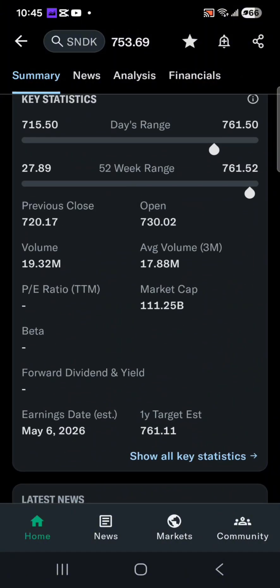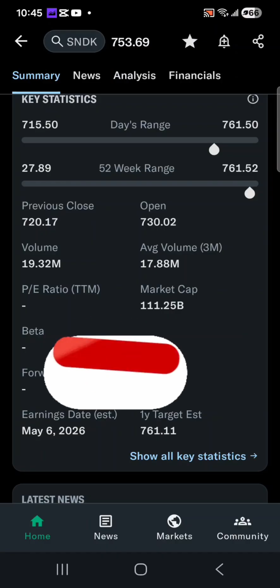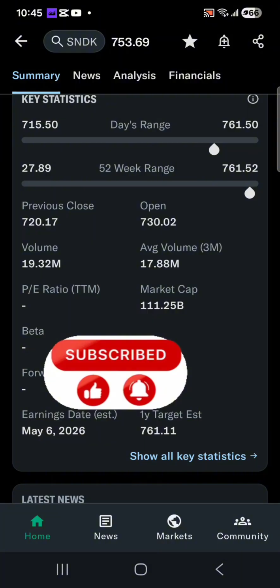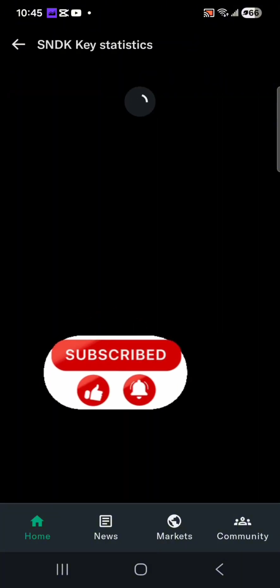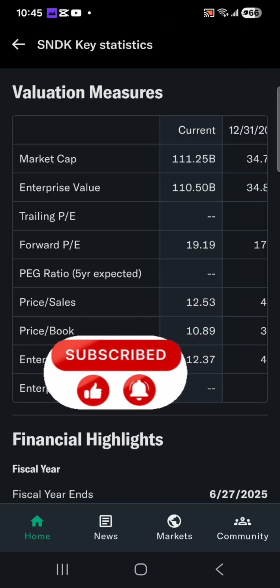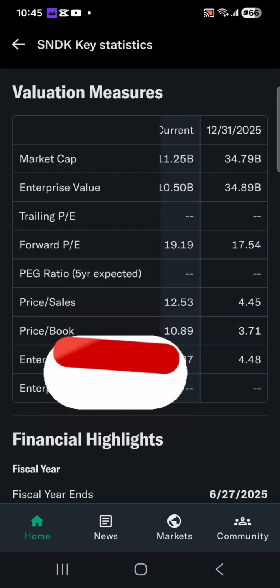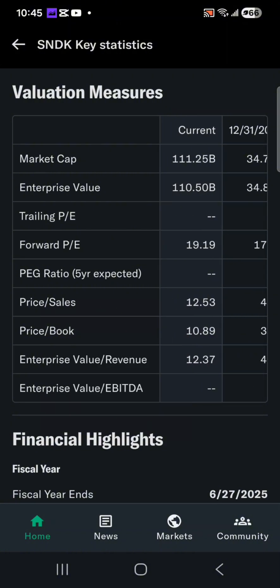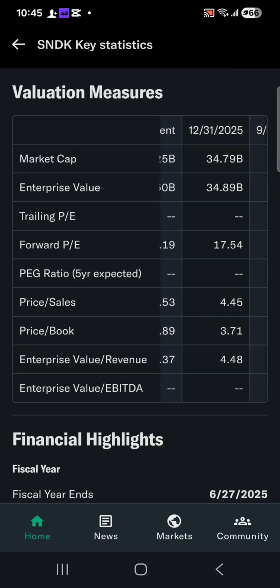Now, over here it is showing minus. It's not showing the 12 trailing month PE ratio, because this quarter it has not released its forward PE. The trailing PE has to cover 12 months. However, within the quarter, it is already trading at $19.19 on the forward price to earnings ratio.